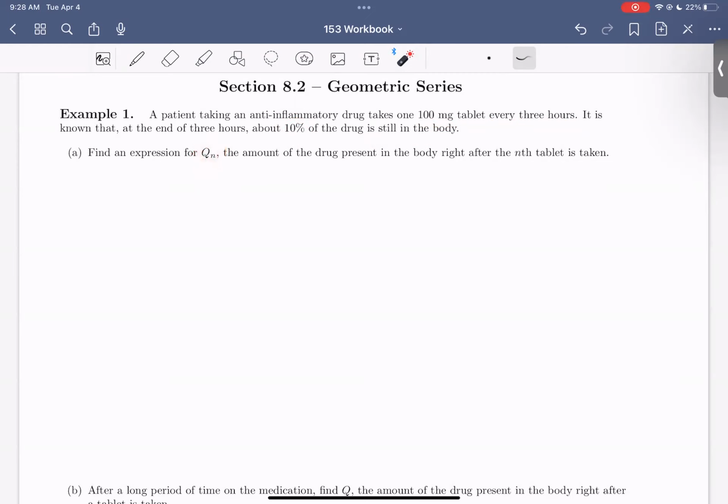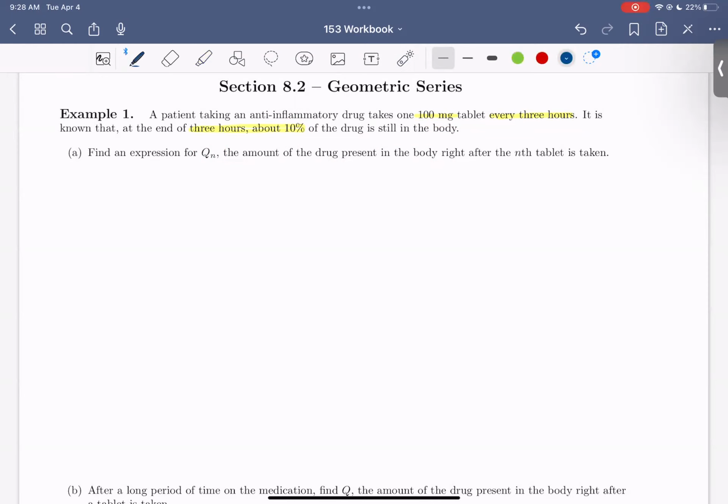Well, what is Q_n? Q_n is the amount of the drug present in the body right after the nth tablet is taken. So I'm just going to highlight some of the important information here. A tablet contains 100 milligrams. The person is going to take one every 3 hours. And at the end of 3 hours, about 10% of the drug is still in the body.